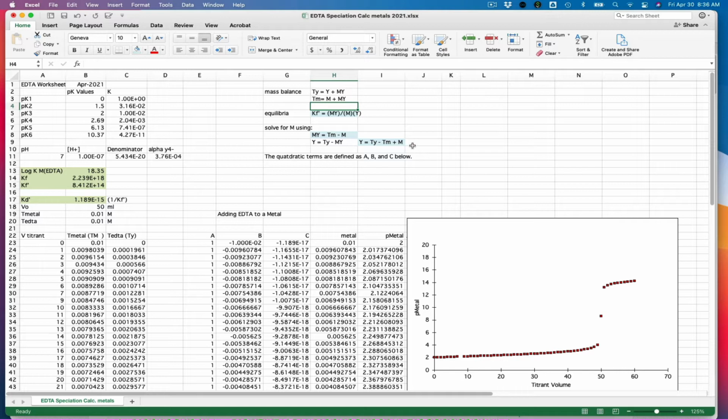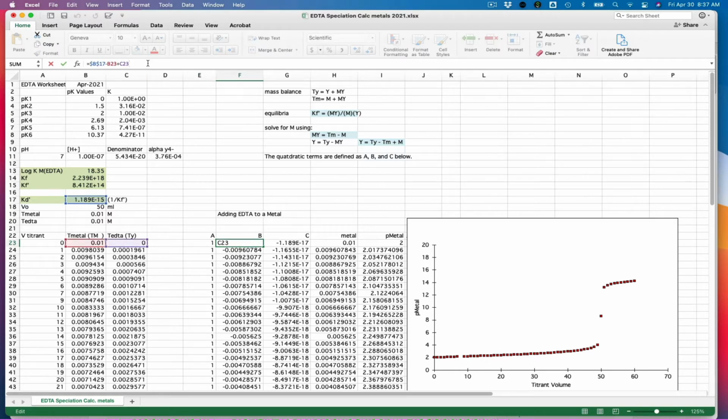Okay, so I think I did my algebra correctly here, and now I can plug this Y in here, I can plug this MY in here, and I have a messy quadratic. I reorganize the expression to be ax squared plus bx plus c, and I have now computed those a, b, and c terms below, and here they are. It turns out that the a term in this quadratic expression is 1, so notice the whole column E is set to 1.